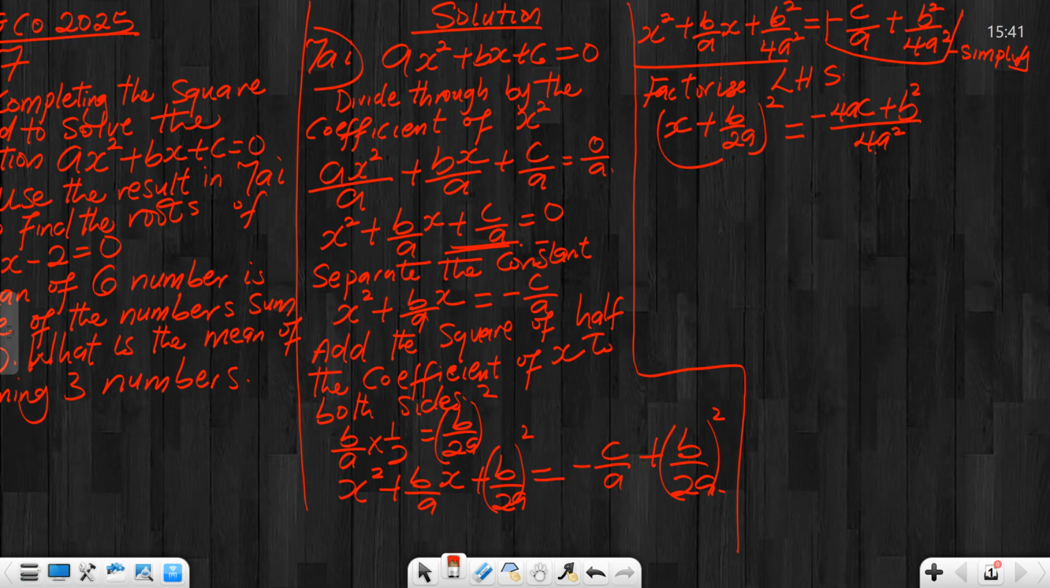And don't forget, let's rearrange this. I have x plus b all over 2a all squared. This will give me b squared minus 4ac all over 4a squared. Now, let's remove this square. To remove that 2, we are going to take the square root of both sides.